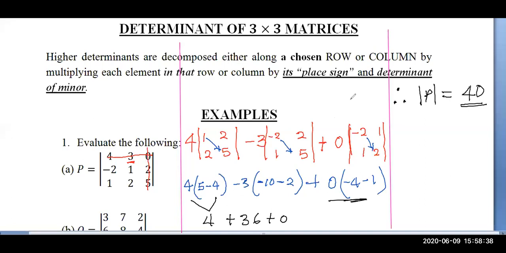So that is the way it's being done. You can now see why I displayed the place sign, because I just made use of the place sign here. The place sign of this one is positive. Here was positive, negative, positive. I just decomposed along the row. You can also decompose along each column, and of course you get the same thing. So I'm going to repeat this same calculation, decomposing along the column.